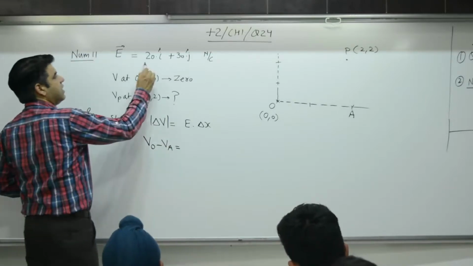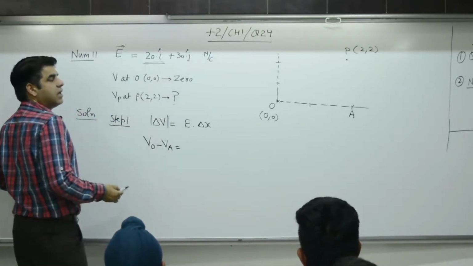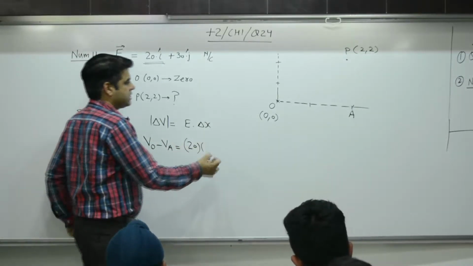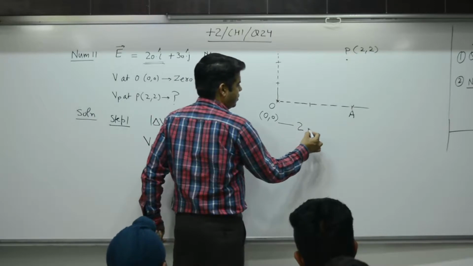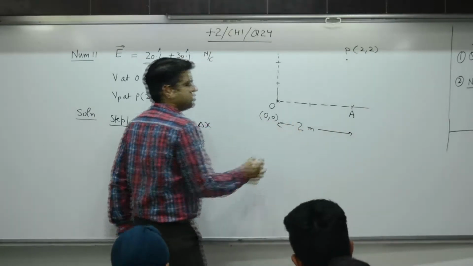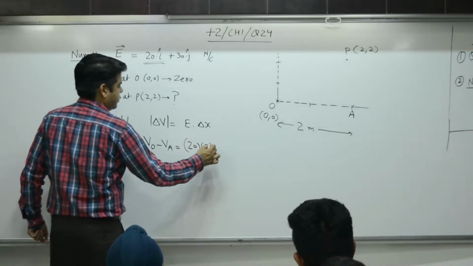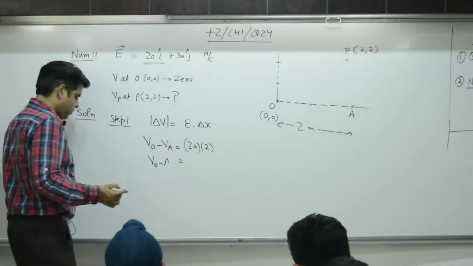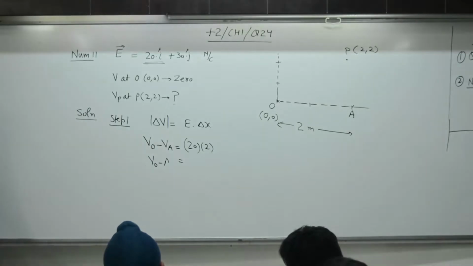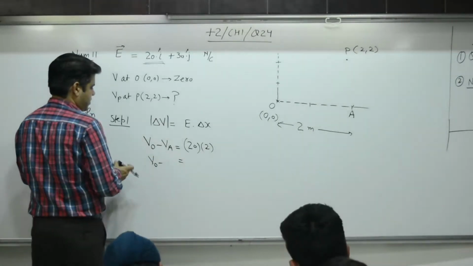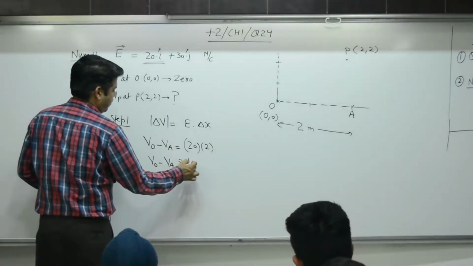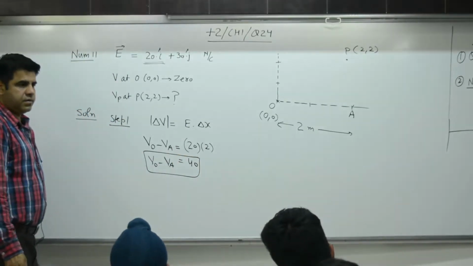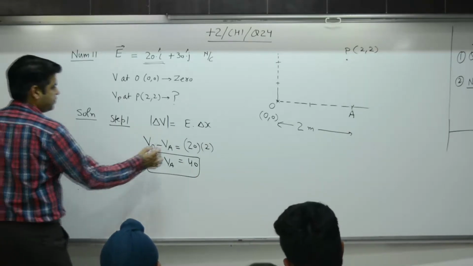So VO minus VA is equal to electric field along x-axis. How much is it? Electric field along x-axis is 20. Distance along x-axis, this distance is how much? 2 meters. So VO minus VA is 40. Step 2.